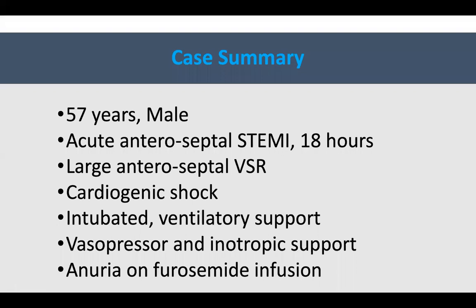We'll discuss the echo findings of this case in the coming slides. Then we'll discuss the operation of this patient and how he did post-op. At the end, we'll have a few slides about our KPMC experience in these VSR patients.